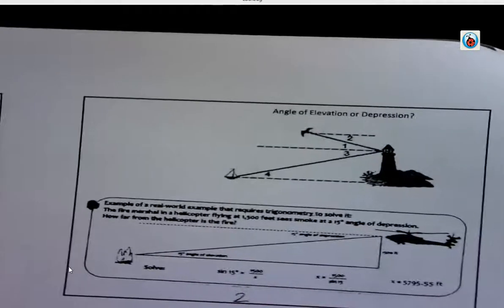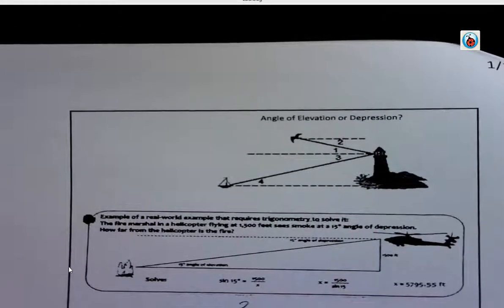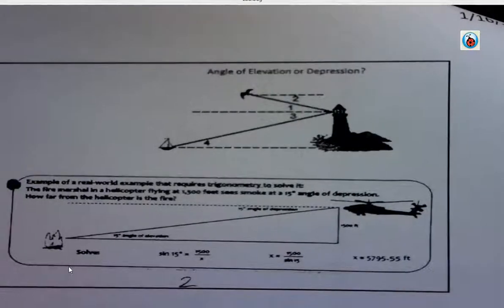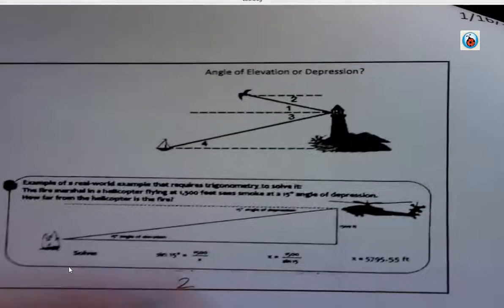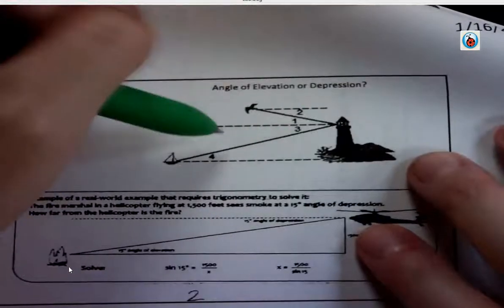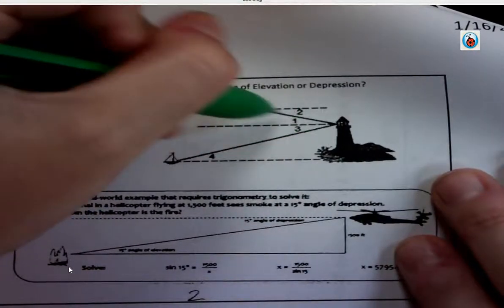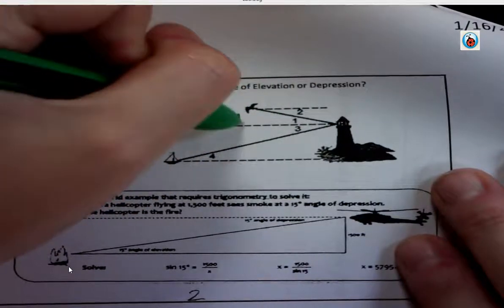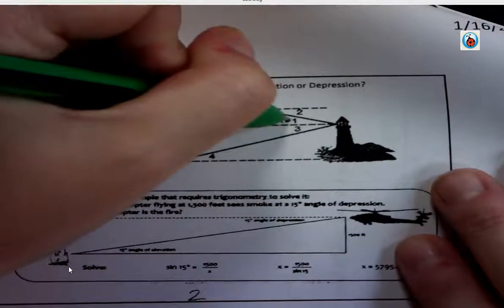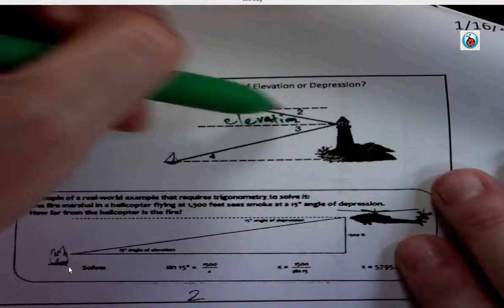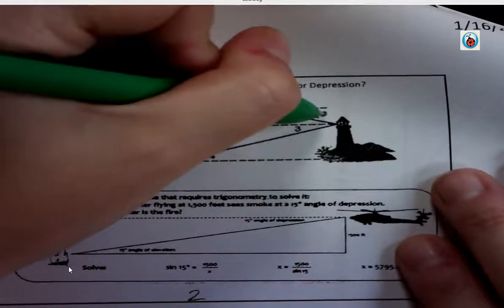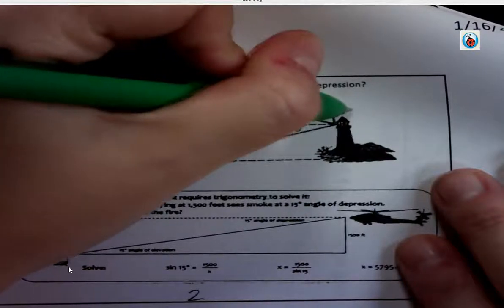It has this example of a lighthouse, and it's showing 4 different angles, and it wants to know which ones are elevation and which ones are depression. If we start with angle 1, we look at the horizontal line, it's a dotted line, and then above it is where the angle is. So it goes from the lighthouse up to the bird, so this would be elevation. But angle 2 starts at the bird, and then there's a horizontal line, and it goes down to the lighthouse, so depression.